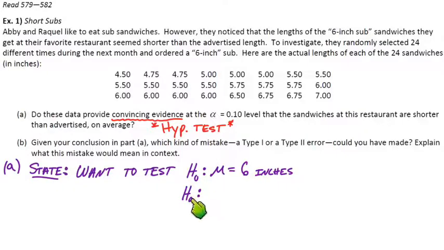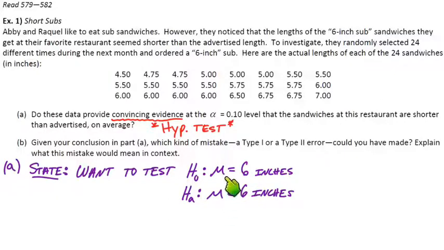And then the alternative, what these two students are worried about, is this restaurant shorting people? Are they not giving them the food that they're advertising? So is the true mean actually less than 6 inches? Okay, so these are good for the hypotheses. There's two other components for the state step that we still need to point out.